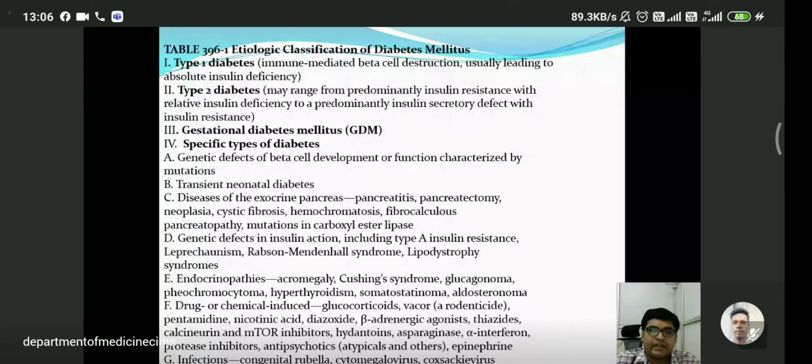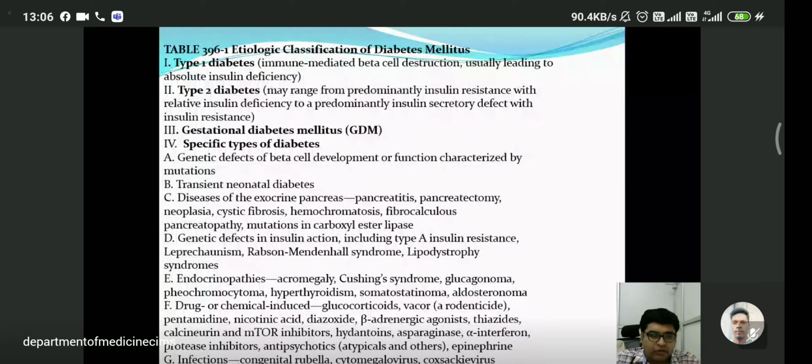The first is type 1 diabetes. Its pathogenesis is immune-mediated beta cell destruction. These patients are usually young, around 10 to 14 years. We will see this in the next slide. There will be immune-mediated destruction of the beta cells of the pancreas, which leads to absolute insulin deficiency, because these beta cells normally secrete insulin. So this is type 1 diabetes. It contributes around 5 to 10% of the total diabetes patients.